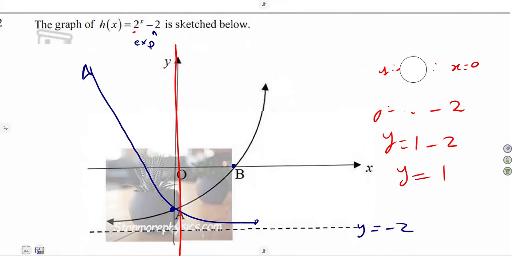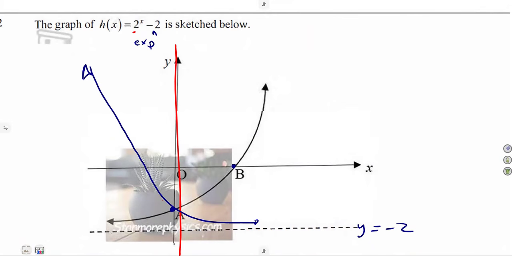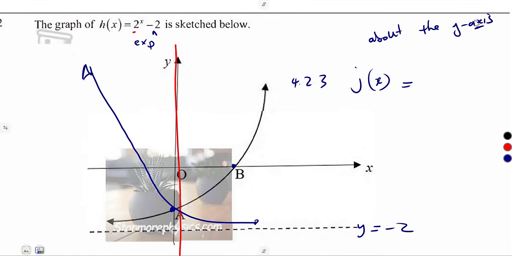So about the y-axis, guys, it's a transformation which you did in your grade 9 mathematics, if you still remember. So 4.23, j of x, the new function, when it is a reflection about the y-axis, it means a direct effect on x, which is f of minus x. If you were given f of x originally, it will change to f of minus x. A reflection about the x-axis is minus f of x.